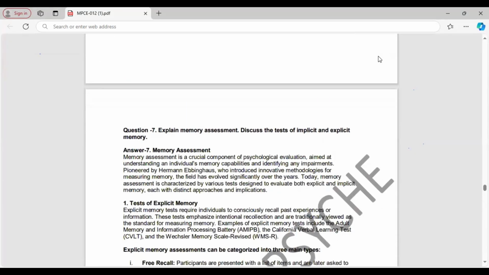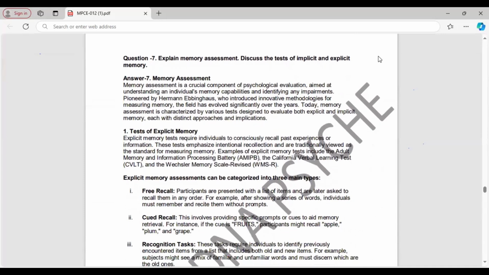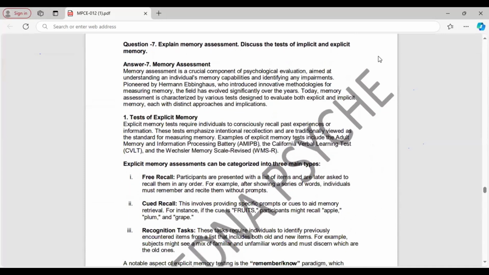Question 7. Explain memory assessment. Discuss the tests of implicit and explicit memory. Memory assessment is essential in psychological evaluation aimed at understanding an individual's memory capabilities and identifying impairments. Pioneered by Hermann Ebbinghaus, the field has evolved significantly with various tests designed to evaluate explicit and implicit memory.